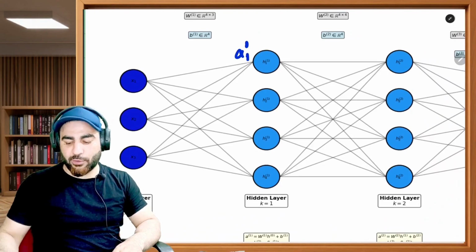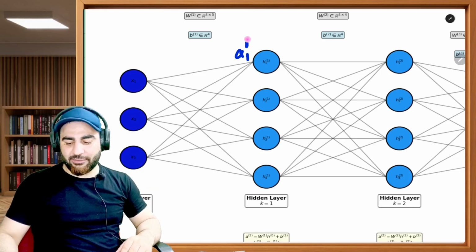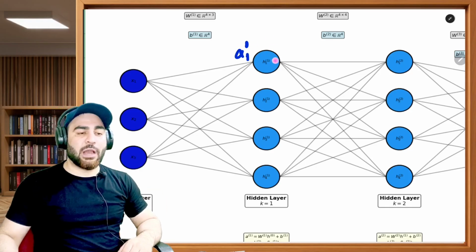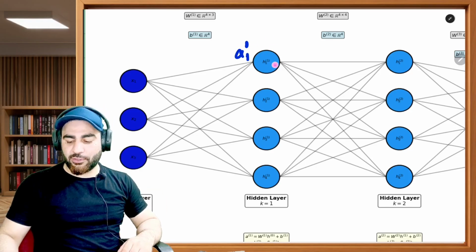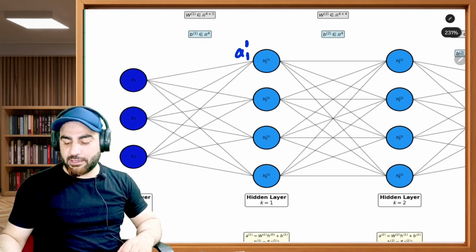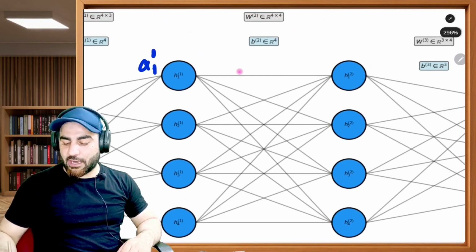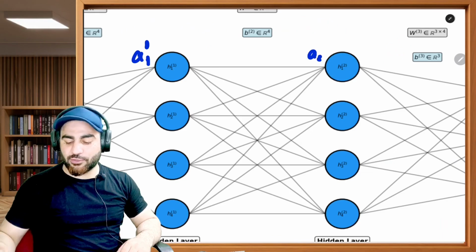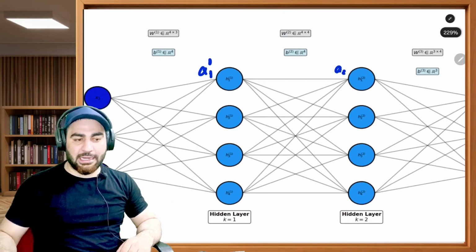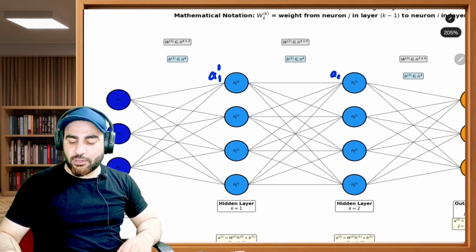So this will be A11, because we have pre-activation. This A11 is a pre-activation. After this, you apply some activation function on it, and you get this H11. Similarly, for this, let's suppose, this will be A2 and this will be H2. So this is your pre-activation and this is your activation. Okay, and all of these things are written over here.